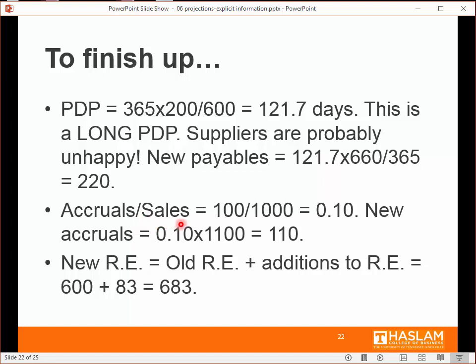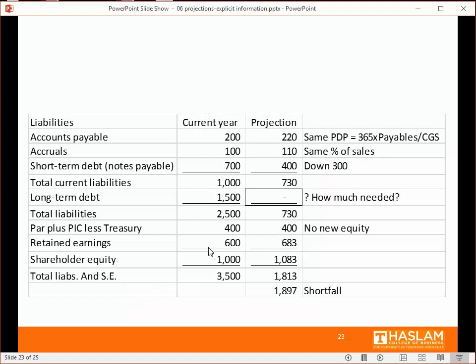Our accruals as a percentage of sales is currently 10%, and so that means our accruals after our sales grow will now be 110. And our new retained earnings will be, as you always calculate retained earnings, our old retained earnings plus any additions to retained earnings, and so we already calculated our additions to retained earnings would be 83, so our new retained earnings will be 600 plus 83, or 683.